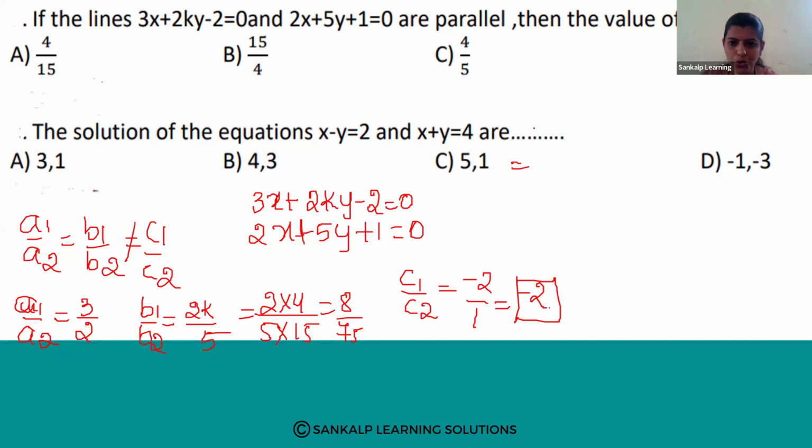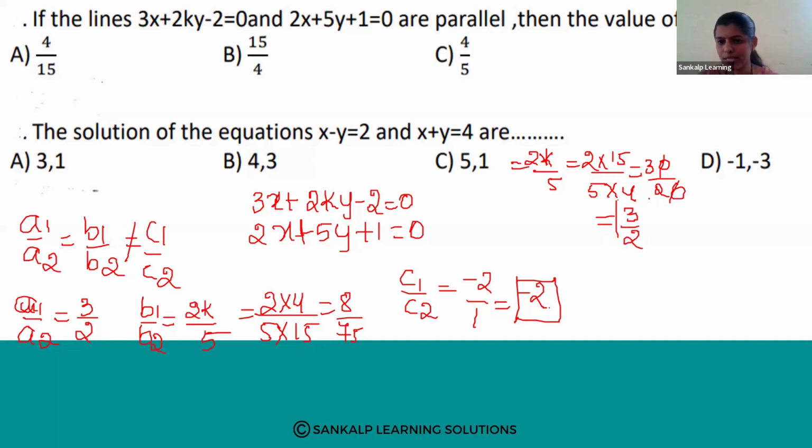Here I will do 2k divided by 5. 2 into 15 divided by 5 into 4. That is 30 divided by 20. So the 0s will get cancelled. Finally, you will get 3 divided by 2. So we want this result. Therefore, option B is right.